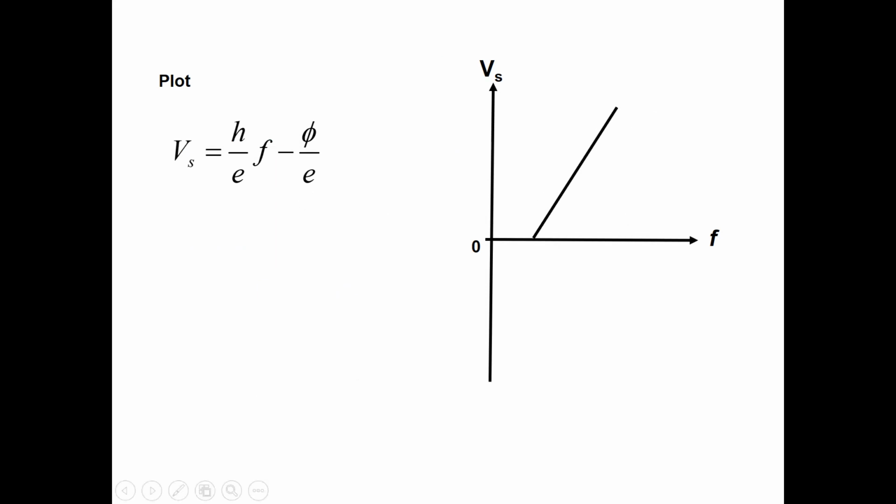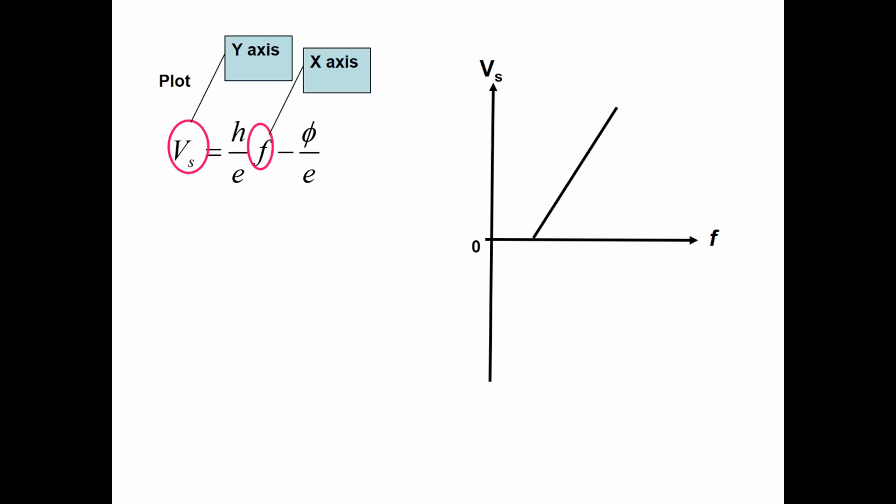And you can plot it like this, because you know Planck's constant, you know the charge of the electron, you can plot it like this. Right, Vs is your y-axis, F is your x-axis. The gradient is h over e. The y-intercept is negative phi over e, which you can dot, and you get negative phi over e. Okay? Can you dot it in, because it's not in your notes?